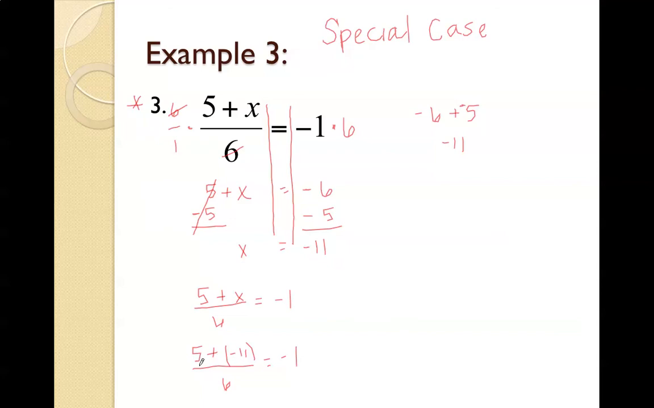So I have a positive 5 and a negative 11. Signs are different, so I'm going to subtract. 11 minus 5 is 6. Take the sign of the larger number, so it is negative. And then everything else I'll just keep as it is. Now I have a negative divided by a positive, which gives me a negative. 6 divided by 6 is 1. Does negative 1 equal negative 1? Yes, it does. So that is correct. And so my answer was x equals negative 11.